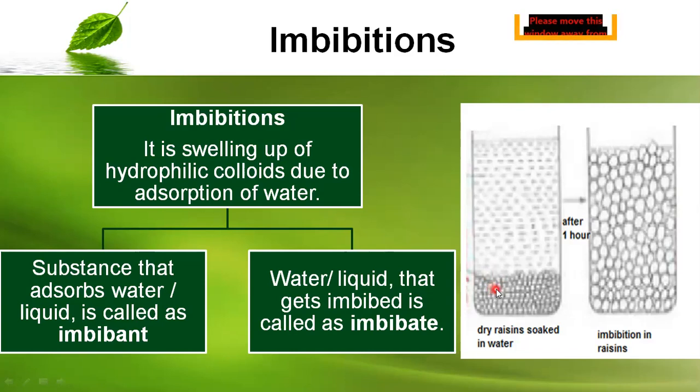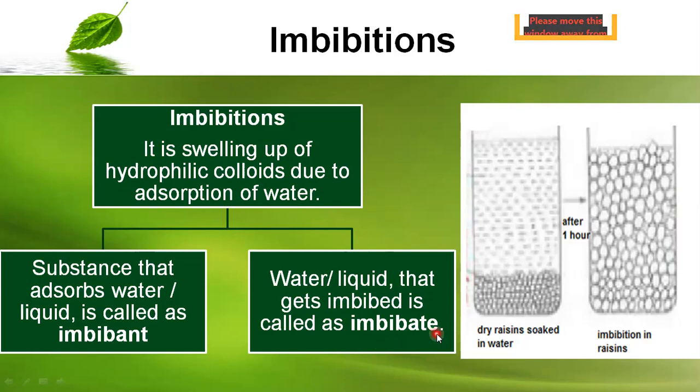Adsorption is a surface phenomenon, so the water will be on the surface of the resin. So it is adsorption, and when it enters inside the resin, then it is absorption. So here the imbibition process is complete. Now it has two parts. The substance that absorbs water or liquid is called the imbibant, meaning absorbent. Here our substance is the resin. The water or any liquid that gets imbibed is called the imbibate, meaning absorbate.